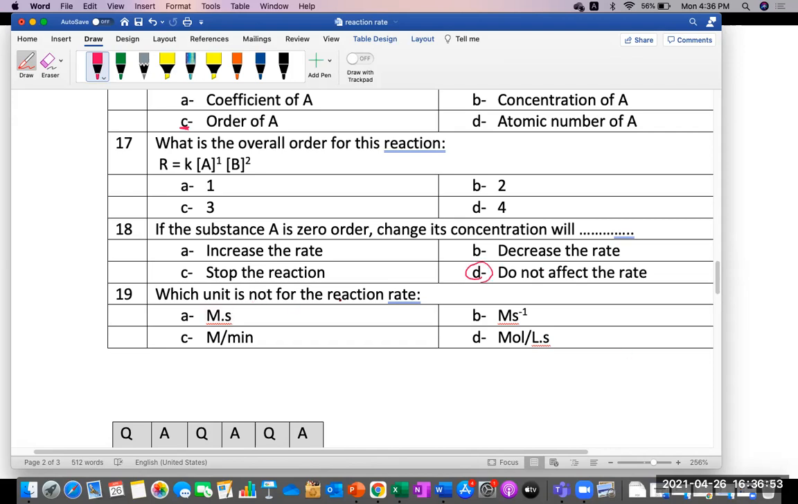Which unit is not for the reaction rate? Again, the reaction rate should be in molar per second or mole per liter and second. The only thing that you can change here is the second. So it could be minute, it could be hour, or second. So this one is right because this will be per second. This one is right, and this one also is right, but this one is wrong because here he wrote molar dot second or molar times second, not per second.